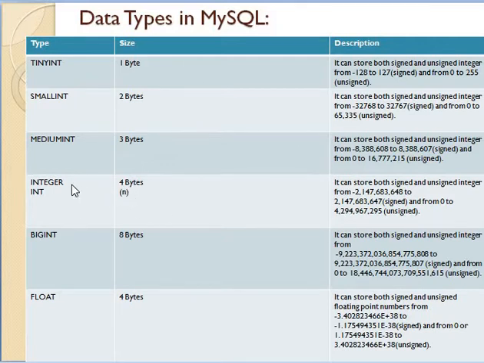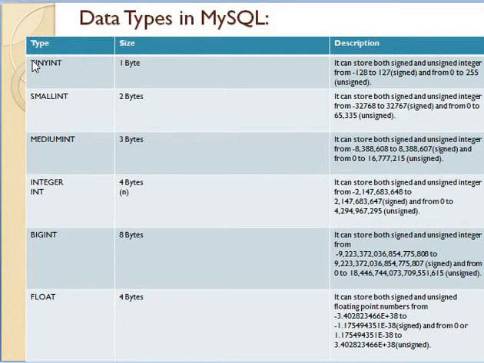Both these data types, integer and int, can store signed and unsigned integer values ranging from this much to this much, which is signed, and from this much to this much, which is unsigned. Then come below, see the next data type, which is bigint. Its size is 8 bytes, which is clearly larger than tinyint, smallint, mediumint, and integer. It can store both signed and unsigned integer values ranging from this much to this much, which is signed, and from this much to this much, which is unsigned.